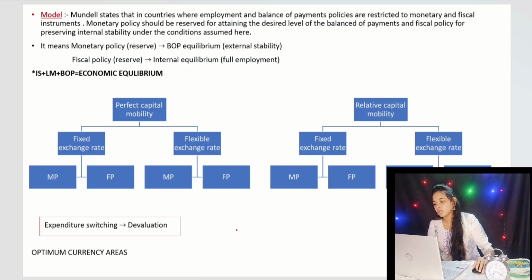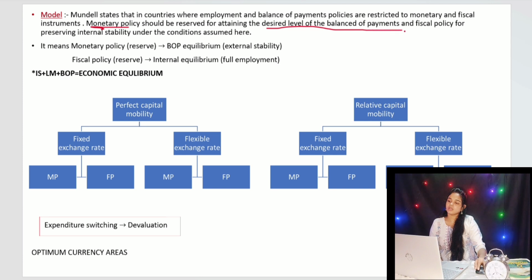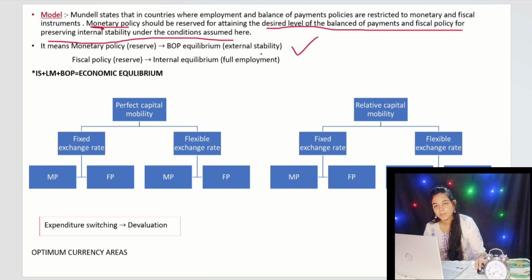So Mundell states that in countries where employment and balance of payment policy are restricted to monetary and fiscal instruments, monetary policy should be reserved for attaining the desired level of the balance of payment and fiscal policy for preserving internal stability under the condition assumed here. Means monetary policy is reserved for when balance of payment equilibrium happens. It is an external stability. And fiscal policy is reserved for internal equilibrium through full employment. Got it?